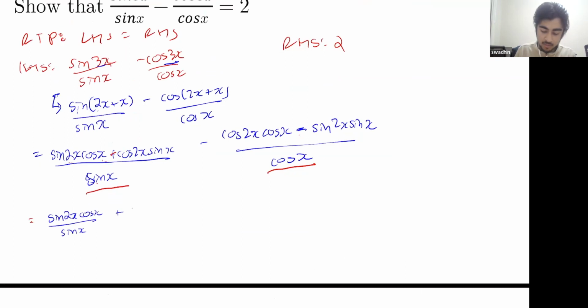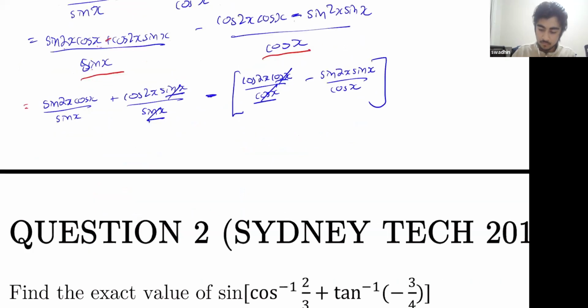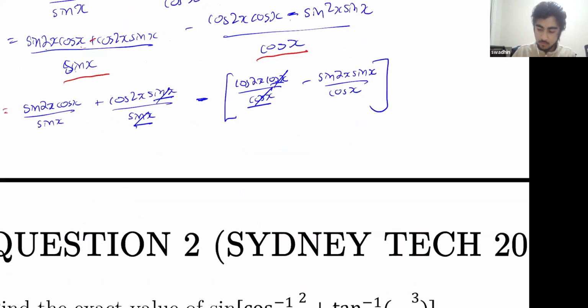This is plus cos 2x sine x. Notice these common terms actually cancel out. Now, it's important before you split this fraction to put it in brackets, because in a fraction, the sign is always outside of the entire fraction. It's not part of it. Minus sine 2x sine x on cosine of x. Notice common terms again, we actually cancel them out. Let's put a new page.